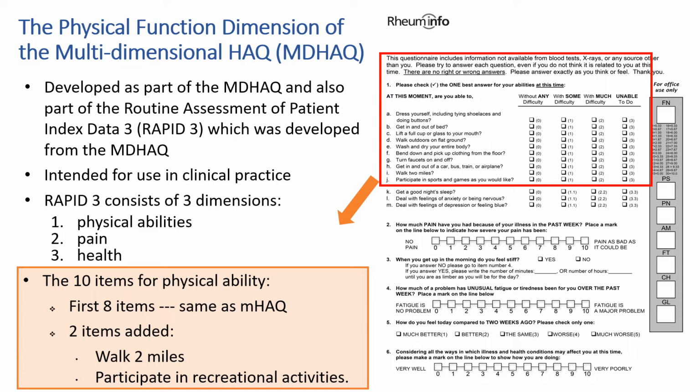Within these 10 items of the MDHAQ, the first 8 items are the same as the HAQ. The 2 items added on are walk 2 miles and participate in recreational activities. To assess physical function, the entire questionnaire shown in this slide should be administered.